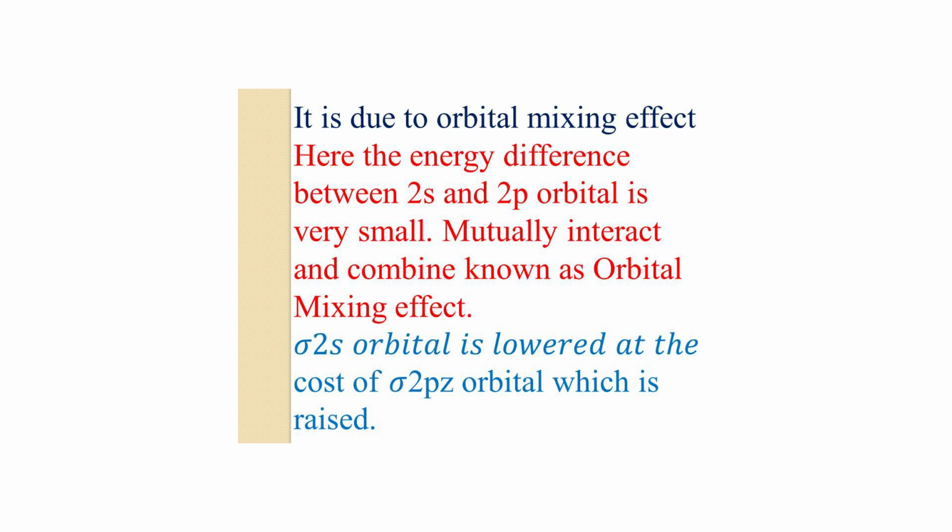Here the energy difference between the 2s orbital and the 2p orbital is very small. They mutually interact and intermix, which is known as the orbital mixing effect. That is, the sigma 2s orbital is lowered at the cost of the sigma 2pz orbital, which is further raised. Hence, the sigma 2pz orbital has higher energy than pi 2px and pi 2py.